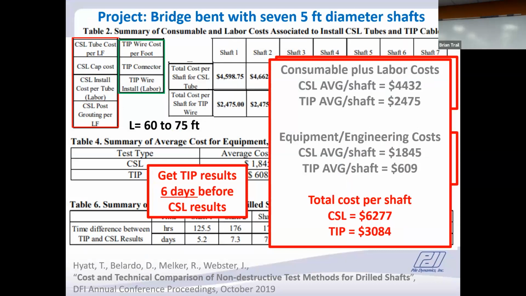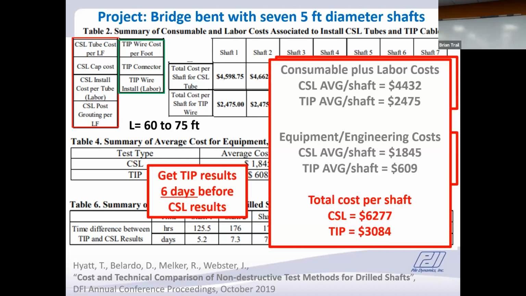So, remember one of those things that Washington State said was that they wanted it to be cost effective. Well, is this a cost effective method? If you compare the cost of CSL on this particular project with TIP, and they did both, you find that the consumables, which would be the pipes and the pressure grouting to grout the tubes in the end, the average cost was $4,400. Average cost of the TIP to install the wires and the labor for that, $2,400. So there's a savings there.